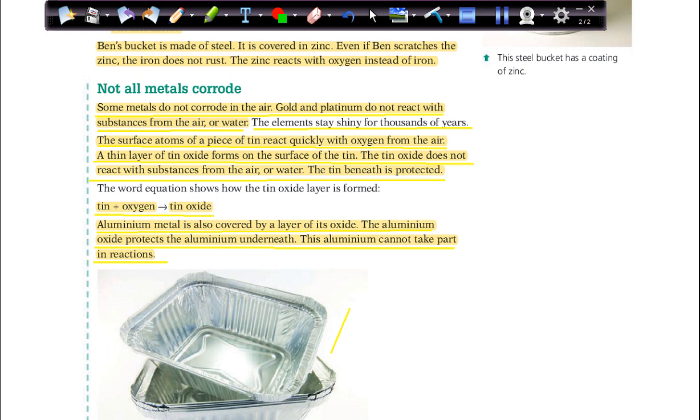Because these are covered with aluminium oxide, the layers beneath will not react with the water or the oxygen, even if we kept them exposed to the air, or even if we kept them under water, like if we washed them. They will not corrode because the aluminium oxide is covering the aluminium metal underneath it, so it will be protected. So now let's go to see the summary of the lesson.